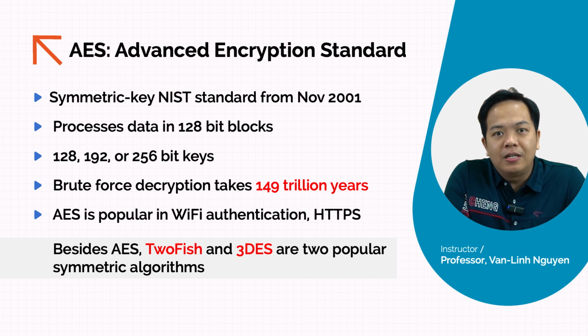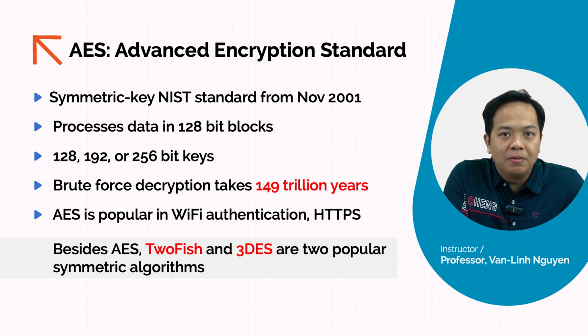AES is quite popular in wireless communication, authentication, and HTTPS, so we will look in more detail at how AES works. Besides AES, we have two other algorithms called Twofish and Triple DES. I think these are quite old. Currently, AES is still the most popular algorithm for symmetric encryption.